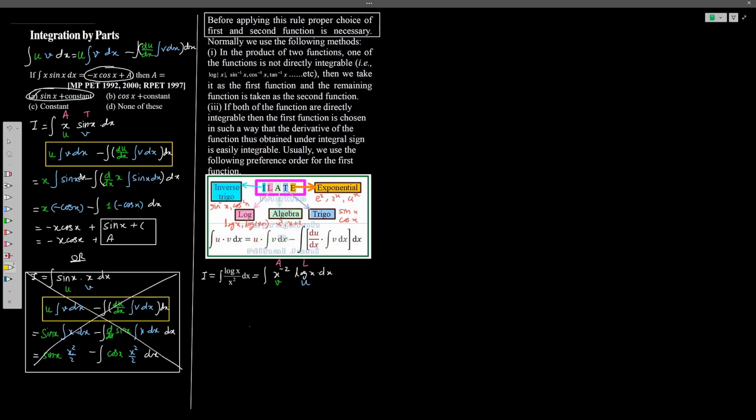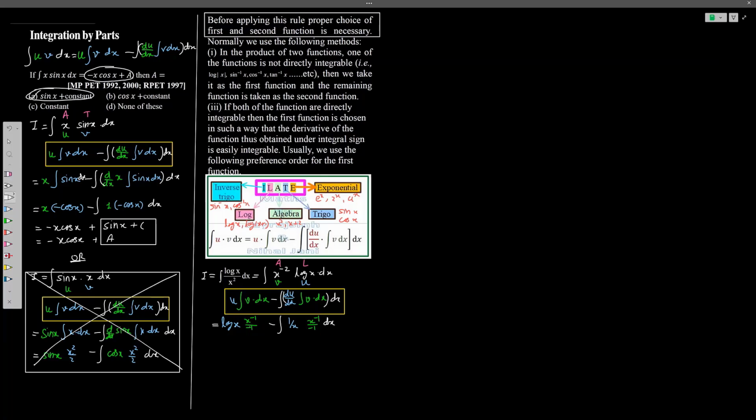Now apply the formula. In the first term, your u is as it is. We have to integrate v, which is x raised to minus 2, and its integration is x raised to minus 1 upon minus 1, minus integration of the differentiation of u. Differentiation of log x will be 1 by x, and integration of v, so that will be x raised to minus 1 upon minus 1, dx.